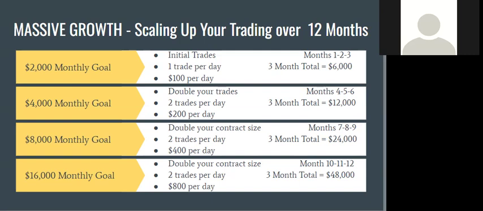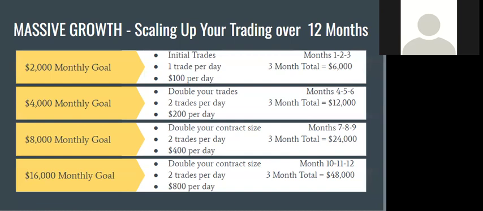You're looking for 2 trades, still that same $100 target, but now you've doubled your contract size. So your target hasn't grown at all. This whole time, your target has not grown at all. Your tick size, your target has not changed. Because right now you're still looking for 2 trades a day, but you've doubled your contract size. So now you're getting $200 per trade, or $400 per day. You're going to do that for 3 full months, and that's going to capture $24,000.